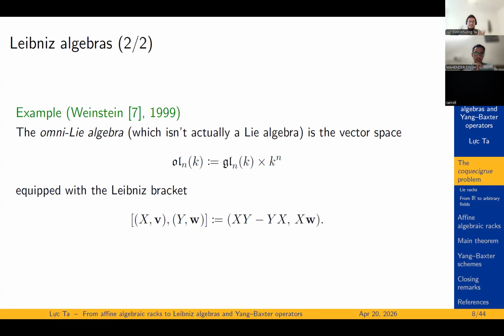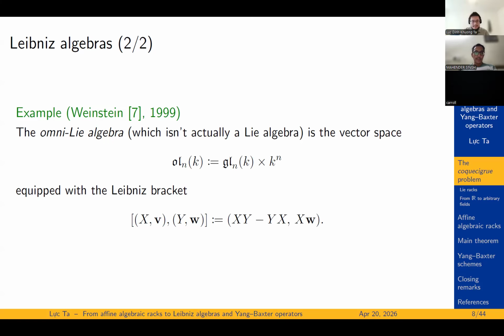Okay, so as an example, you have something called the omni-Lie algebra, which is kind of a terrible name because it's not actually a Lie algebra. It's denoted by little o_n, and as a vector space, it's just gl_n direct product with k^n. And the bracket is given in the first variable by the commutator, so the same Lie bracket as gl_n, and the second variable by having the left matrix act on the right vector. And you can check that this is actually a Leibniz algebra, but it's only a Lie algebra if n equals 0.